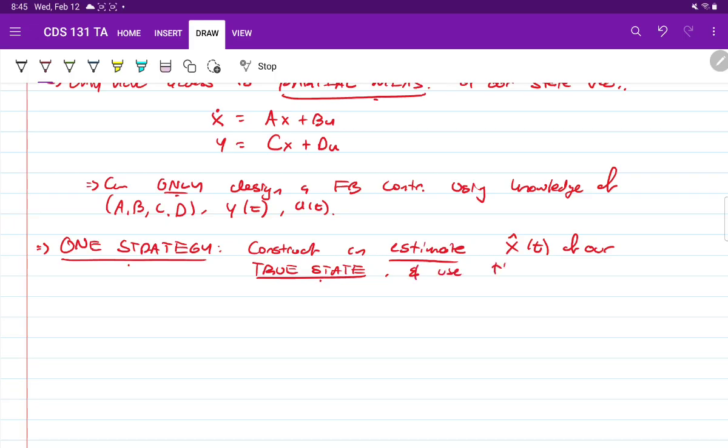And use this estimate to do feedback control. Okay. So this is the basic idea of doing output feedback, right? We construct this internal estimate of our state vector, and then once we have this estimate, we can go ahead and use that to do state feedback. If this estimate is really good, then maybe this will give us a nice state feedback controller, or something that behaves like state feedback.